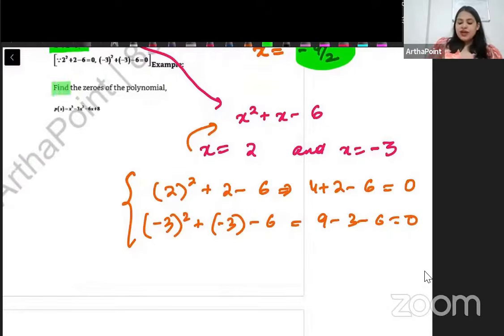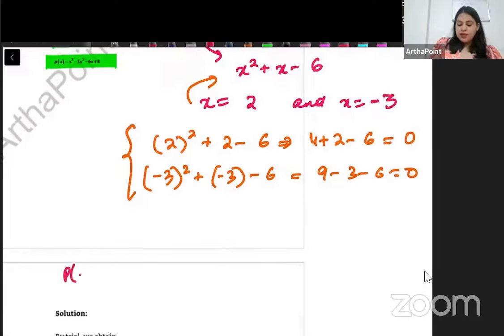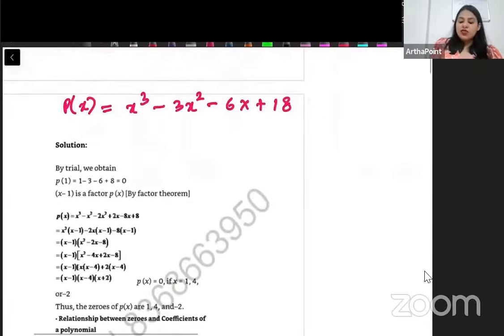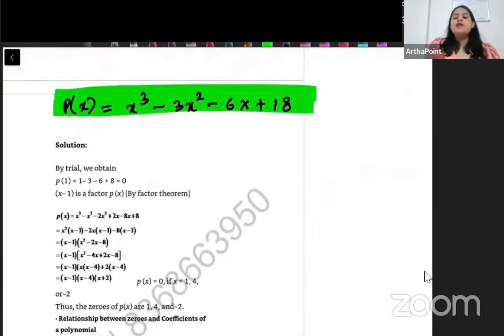Now, beta, this says find zeros of the polynomial, and you're given the polynomial p(x) is equal to x cube minus 3x square minus 6x plus 18. Whenever you are given such an equation, which is a cubic equation, the first thing that you should try is the hit and trial method.